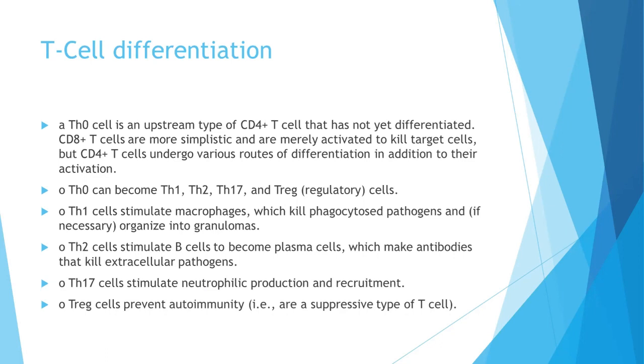Now, all these things we have discussed earlier in our previous videos. This is just a recap. Now the TH0 can become either TH1, TH2, TH17, or T regulatory cells. TH1 cells stimulate the macrophages which kill the phagocytosed pathogens and organize into granulomas. The TH2 cells stimulate the B cells to become plasma cells, which make antibodies that kill the extracellular pathogens. The TH17 cells stimulate neutrophil production and recruitment, and the T regulatory cells prevent autoimmunity, that is, are a suppressive type of T cell.